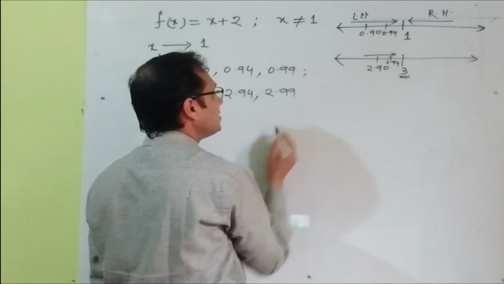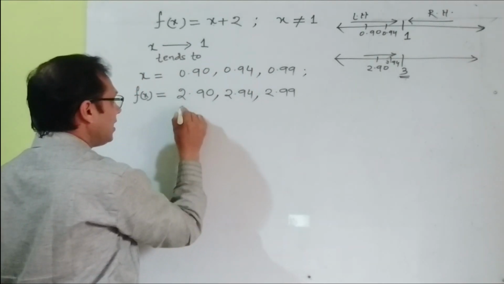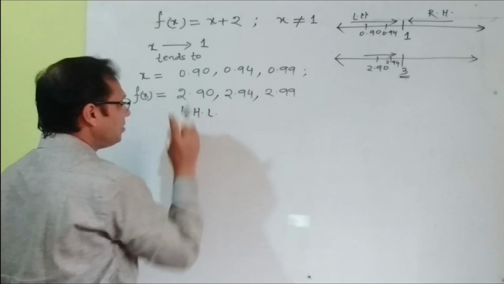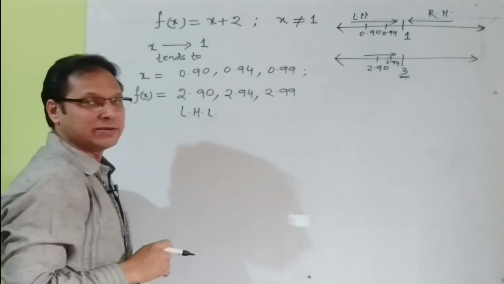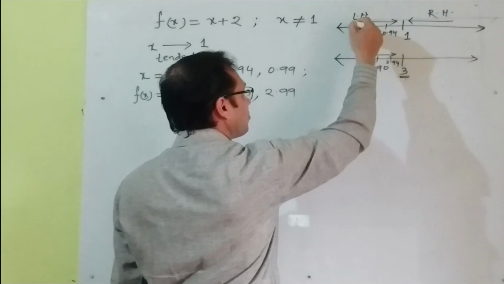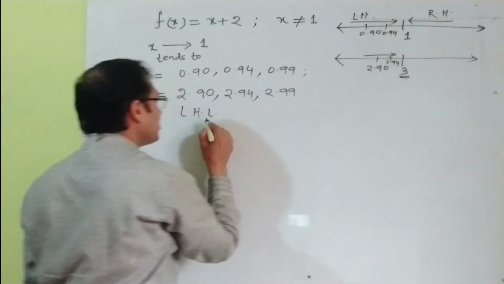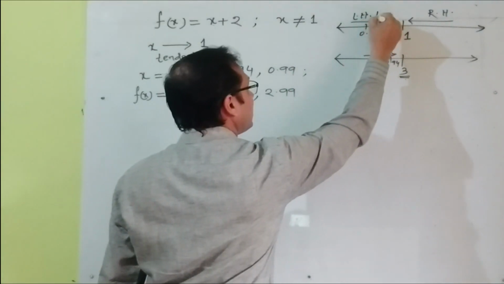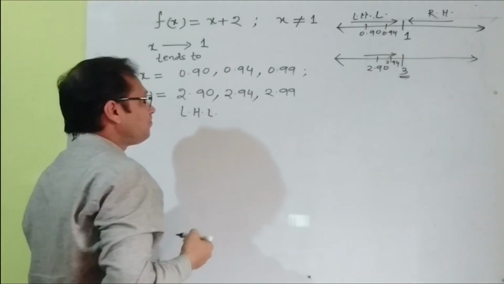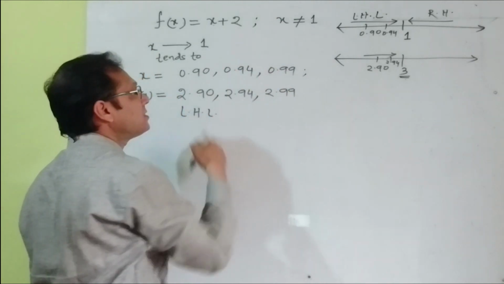This is called the left hand limit. When the value of x approaches 1 from the left hand side of 1, this is called the left hand limit, LHL. Now we will take the right hand side of 1.